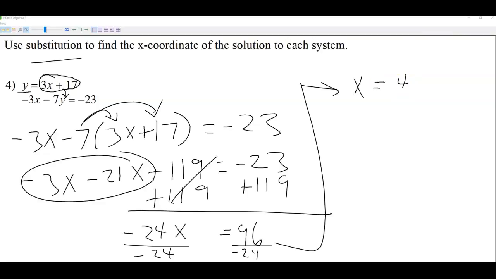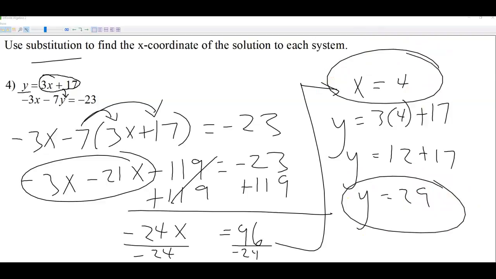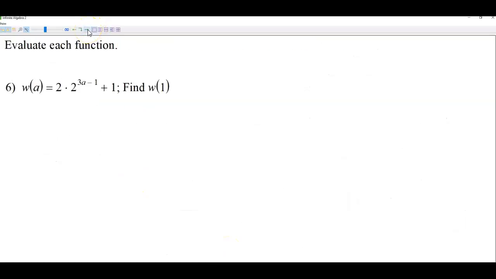And then what you do after that is just go ahead and take that answer and plug it into one of the original equations. I'll use the top one. It looks easier to me. And there's our y. Once again, it's just asking us to find the x coordinate, so we really could have stopped here, but I just want to show you how to find the other variable just in case you may need to do that at a future time. All right, let's go ahead and move on to number 6.